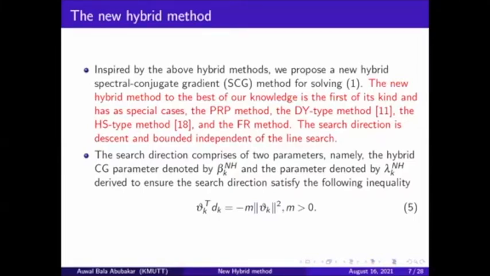Now, the search direction we are going to propose, as we will see later, comprises two parameters. The first one is the hybrid CG parameter denoted by beta_k^NH, where NH stands for new hybrid. And the second is the parameter denoted by lambda_k^NH, which is the spectral parameter. We derived this spectral parameter to ensure that the search direction satisfies the following inequality. This last part, obtaining the parameter lambda_k^NH, is motivated by the first set of papers I mentioned. And beta_k^NH, which is the CG parameter and a combination of 4 different CG parameters, is motivated by the second class of papers I mentioned, where they combine 2 algorithms using convex combination.